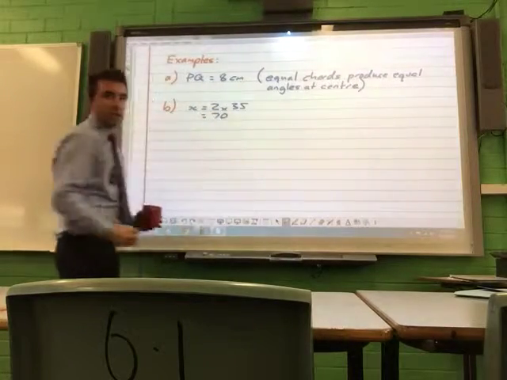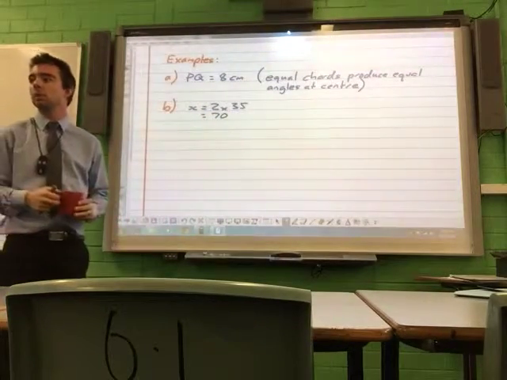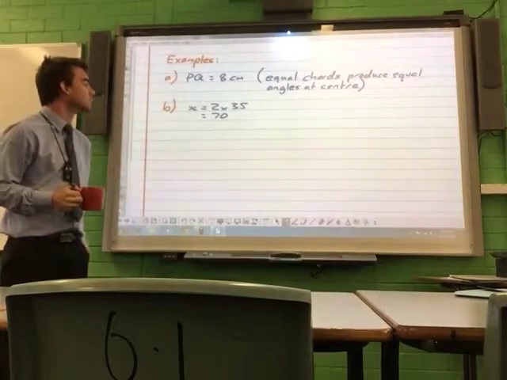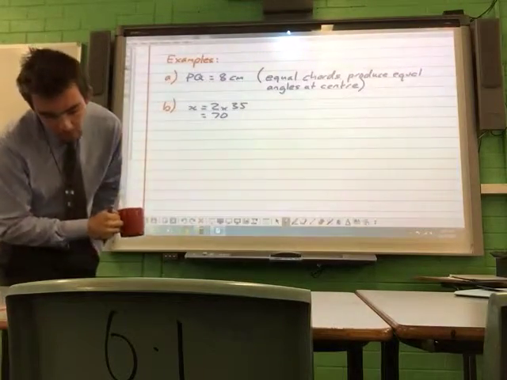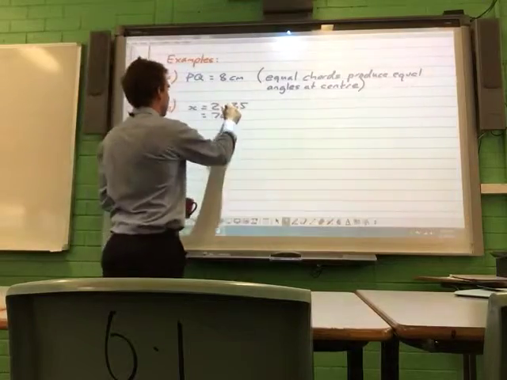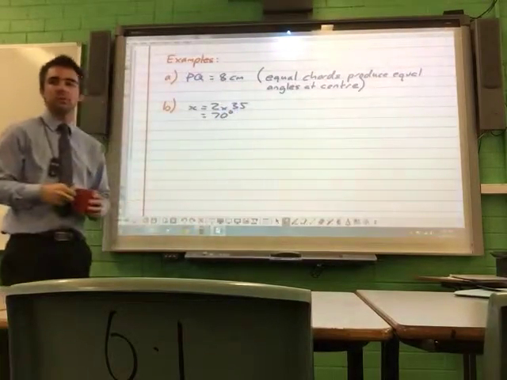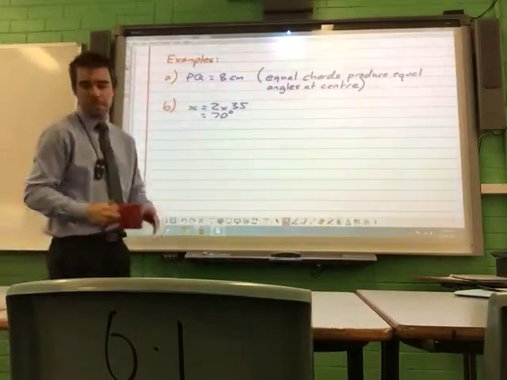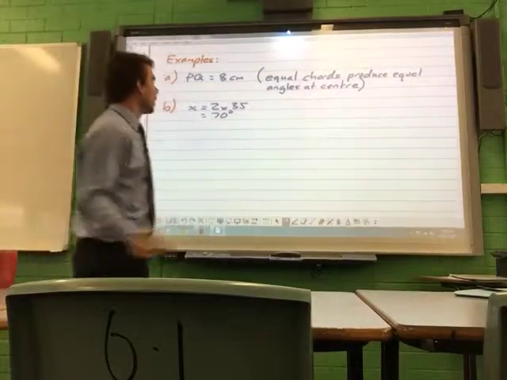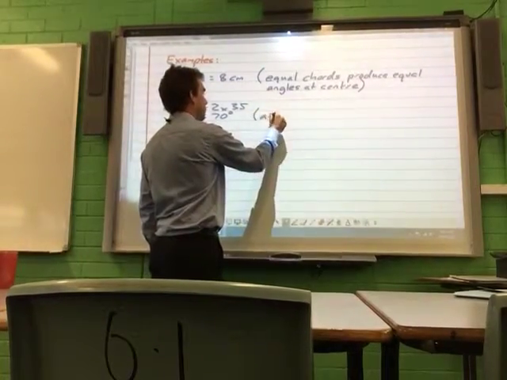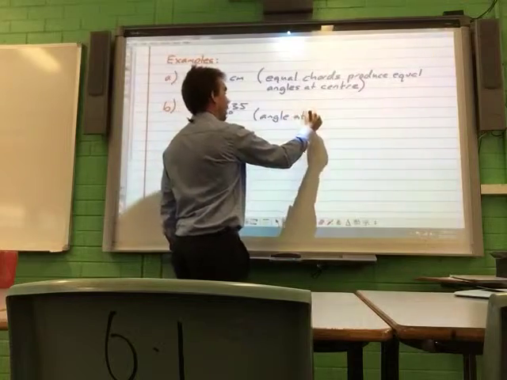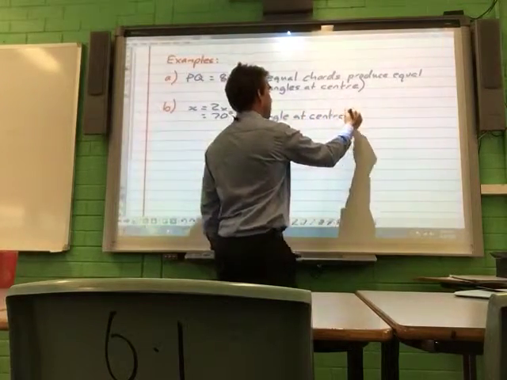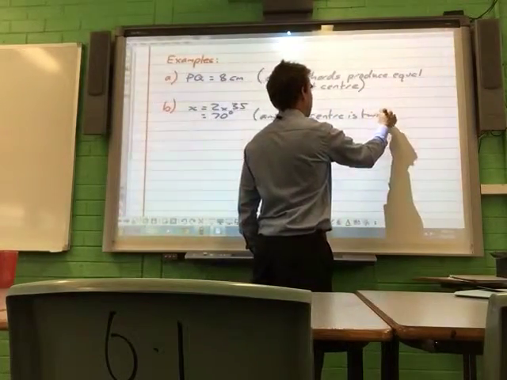You don't need to show that working, but we just need to remember it's double. That's why I've written it there. X, and we need to state degrees, because we are referencing an angle. Right, quick reason, so angle at centre is twice.